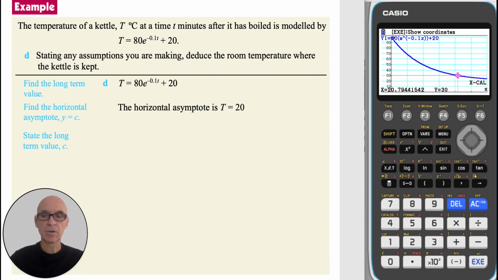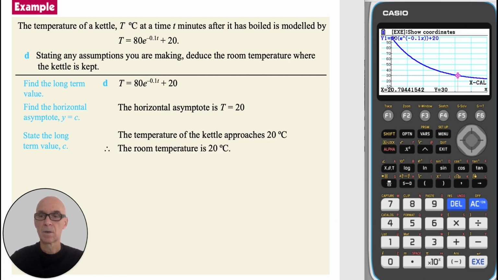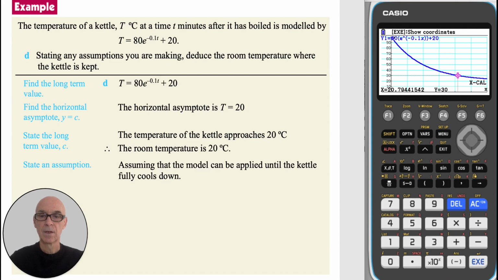Stating the long-term value, the temperature of the kettle approaches 20 degrees C. So therefore we deduce that the room temperature is 20 degrees C. Stating an assumption, this is assuming that the model can be applied until the kettle fully cools down.